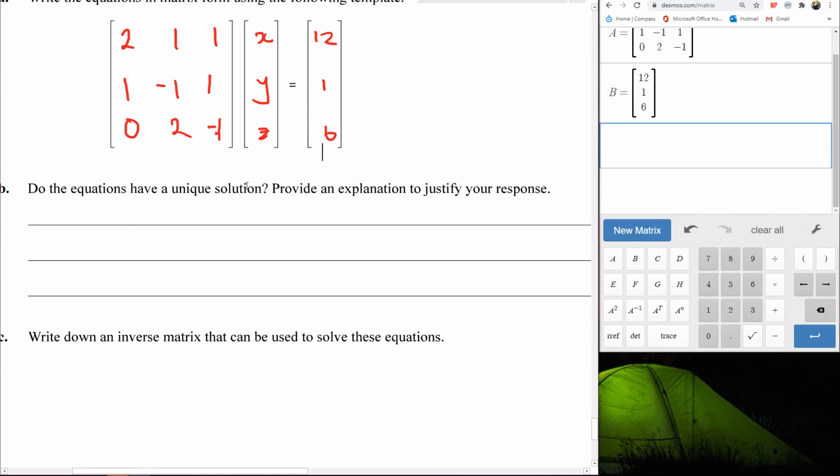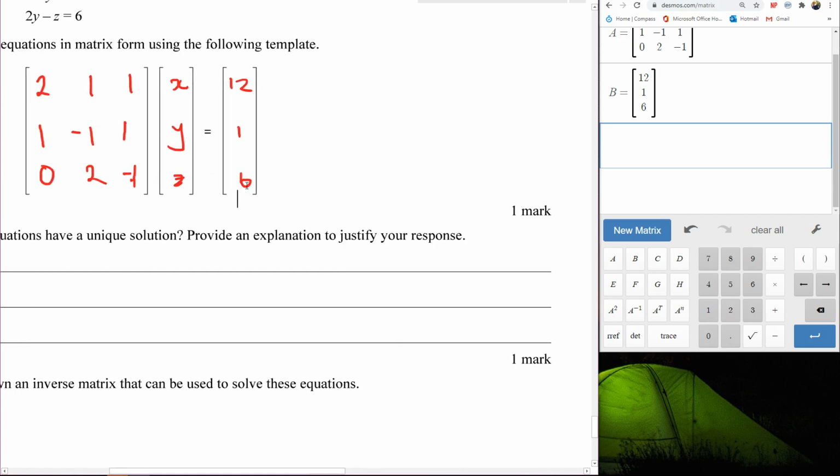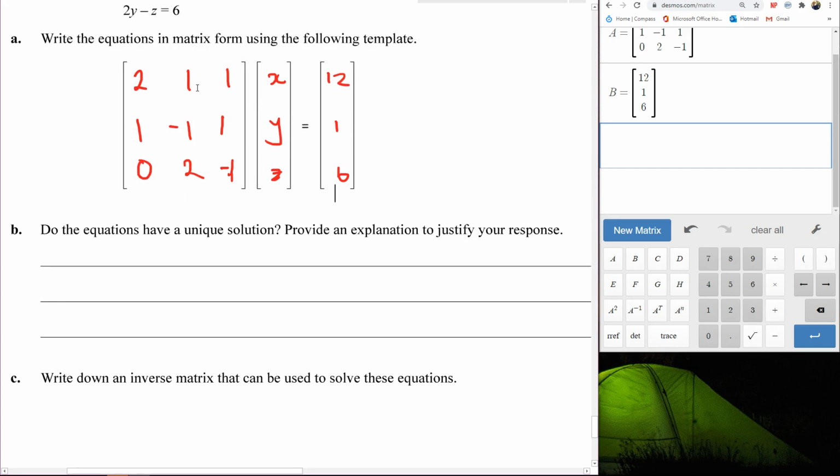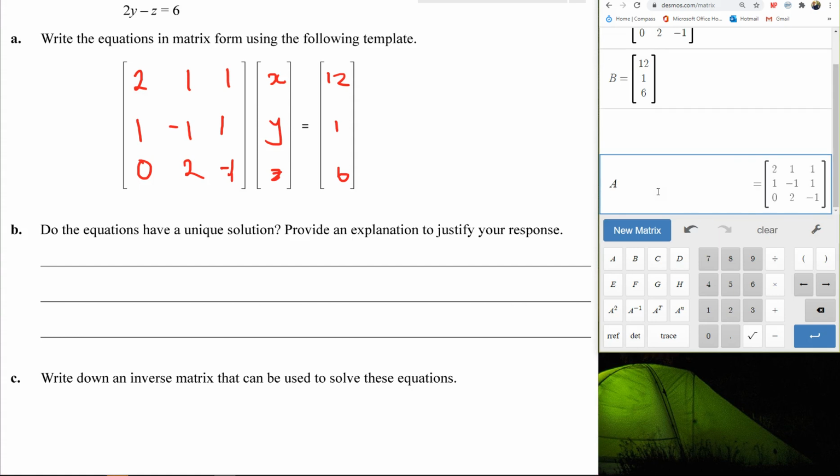Well, does this have a unique solution? In order to answer that, you have to look at the matrix here and ask: are we able to find an inverse for it? That's what this is asking. If you can find an inverse for this matrix, then there is a unique solution. I'm going to call this matrix A. Is there an inverse for matrix A? Yes, there is. So yes, there is a unique solution.